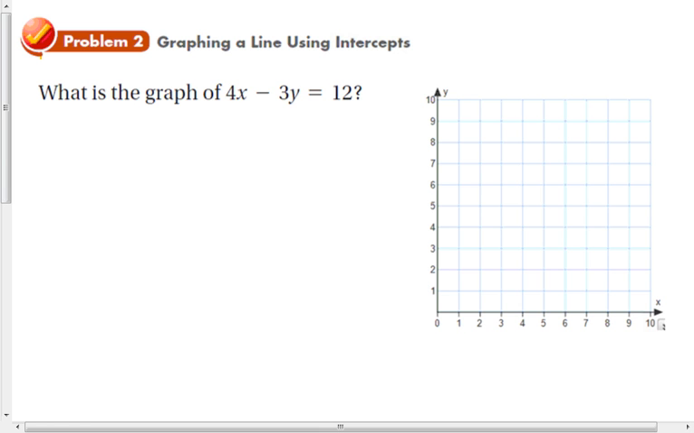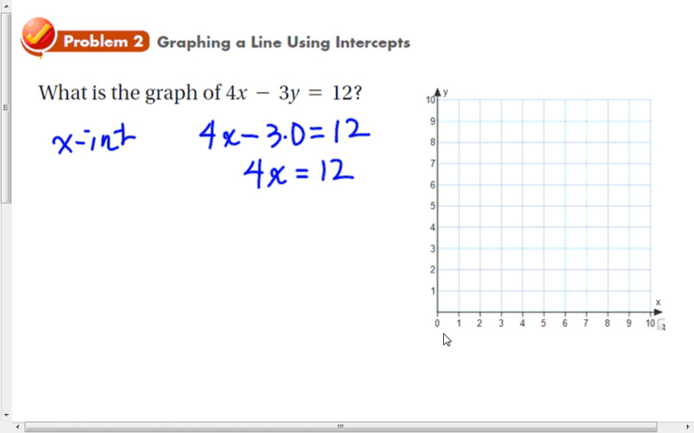All right, so let's find the x-intercept. And the way you do that is you substitute 0 for y. So I'm going to do 4 times x minus 3 times 0 equals 12. And 3 times 0 is 0, so I really just have to figure out what number times 4 equals 12, and that number is 3. So my x-intercept is the point (3, 0).